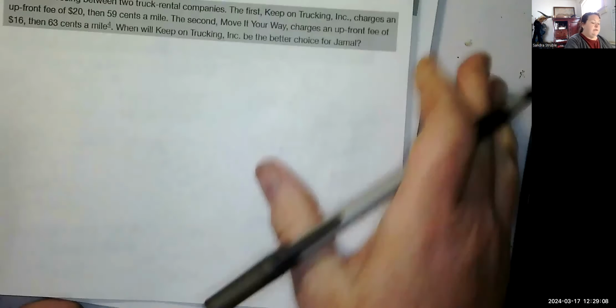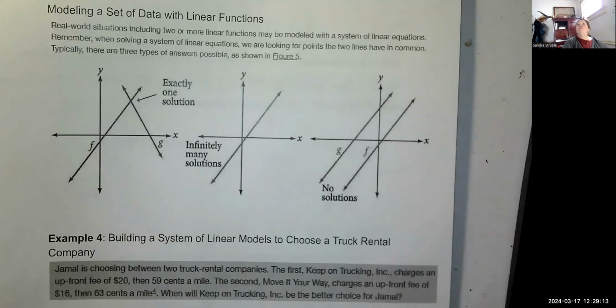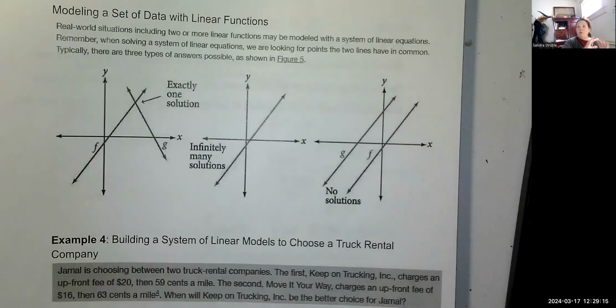Modeling a set of data with linear functions. Real world situations include 2 or more linear functions. So up to now, we've only been dealing with 1 linear function. Now we're going to talk about 2. Remember, when solving a system of linear equations, we are looking for points that the 2 lines have in common.